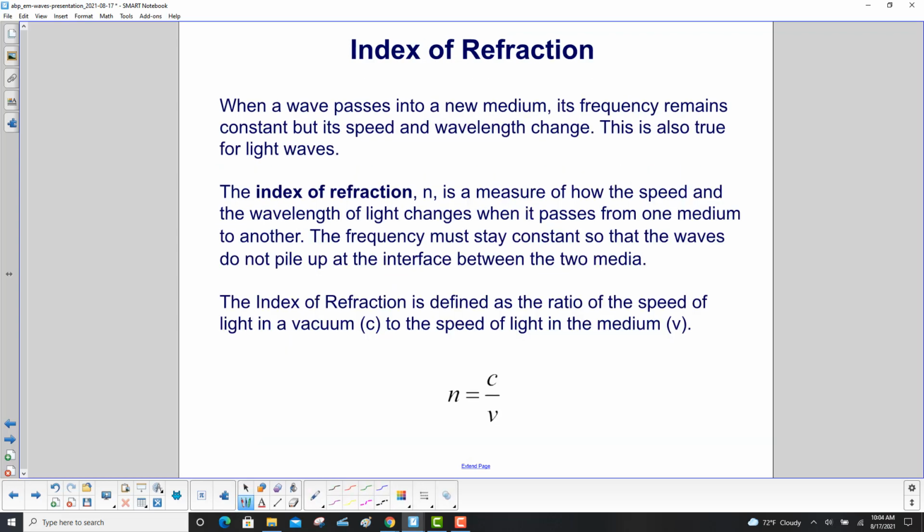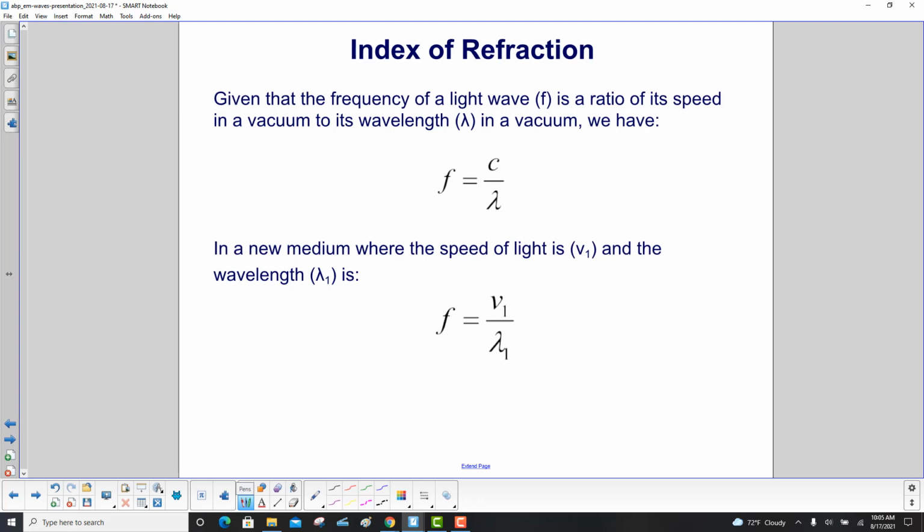When a wave passes into a new medium, its frequency remains constant, but its speed and wavelength change. Key point here, frequency stays the same. This is also true for light waves. The index of refraction, N, is a measure of how the speed and the wavelength of light changes when it passes from one medium to another. The frequency has to stay constant so that the waves do not pile up at the interface between the two media. The index of refraction is defined as the ratio of the speed of light in a vacuum to the speed of light in the medium. So it is a unitless number.